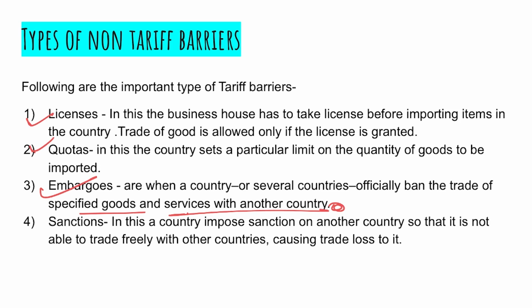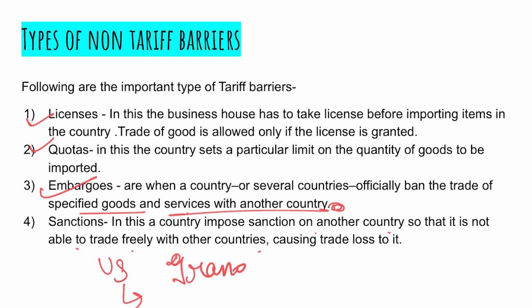The last one is sanctions. In this, a country imposes sanctions on another country so that it is not able to trade freely with other countries. The best example of this, if you remember, is that 2 years back, the US imposed sanctions on Iran with respect to some nuclear reactor issue. The US told all of its ally countries that if you keep on importing oil from Iran, then the USA would be imposing restrictions on that respective country also.